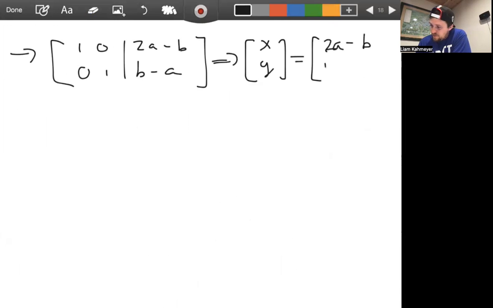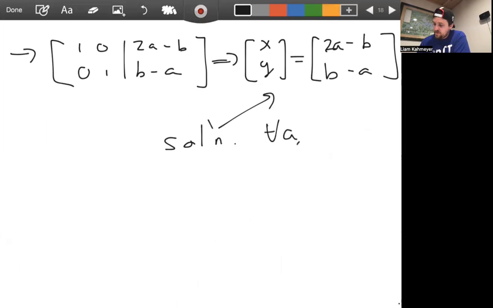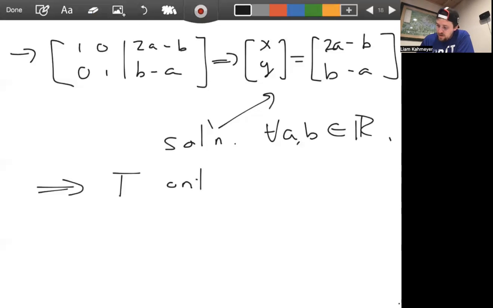which means here we have a solution set of (x, y) equals (2A minus B, B minus A). Well, the domain here, this is a solution for all real numbers A and B. And because this holds for all A and B, this implies that T is onto.